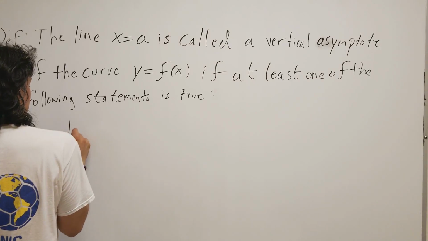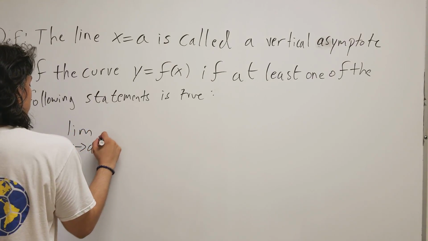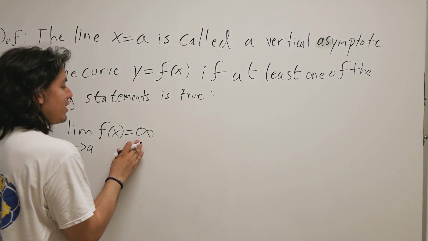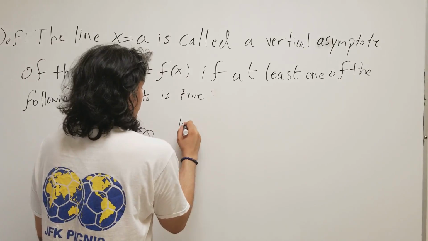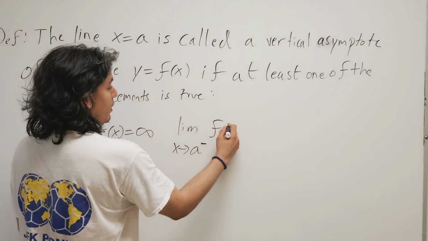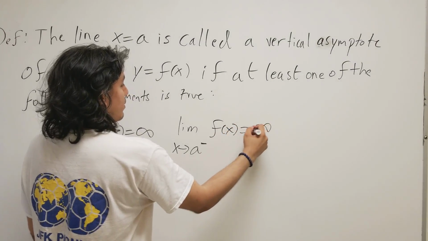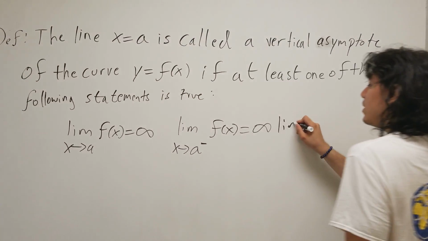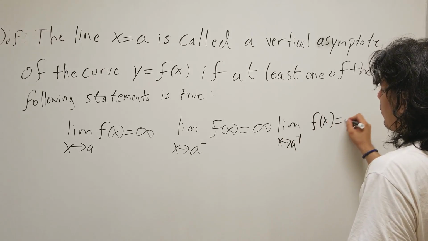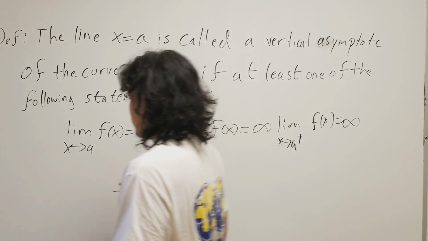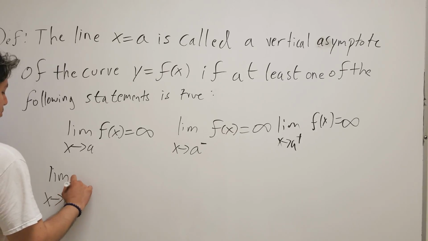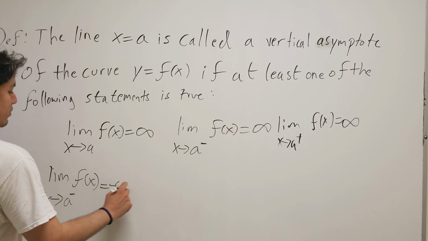So this is the limit as x approaches a of f of x, if it goes to infinity. And then we take the limit as x approaches a from the left of our function, it's still infinite. And if we take the limit as x approaches a from the right of f of x, it's still infinite. It doesn't have to satisfy all of these conditions, but if it satisfies most of it, then it's fine.